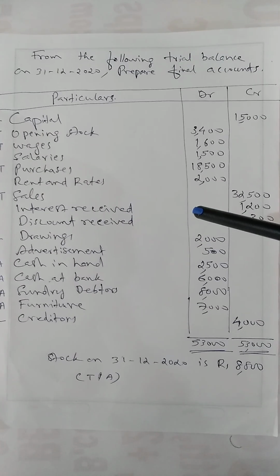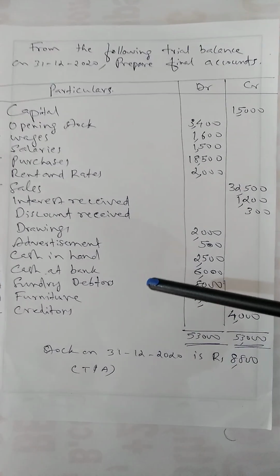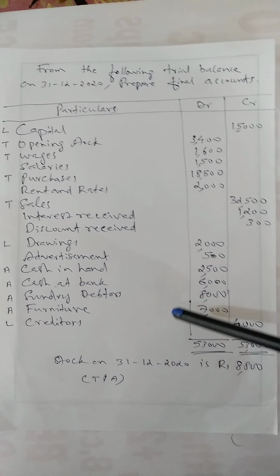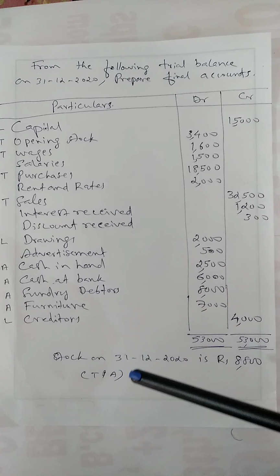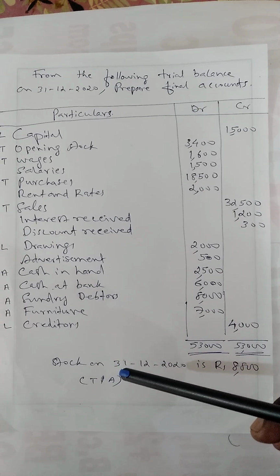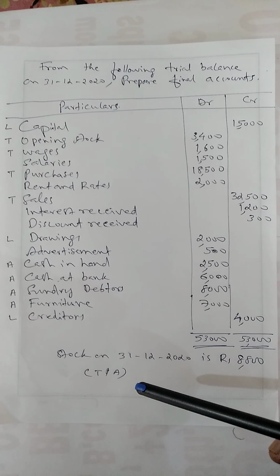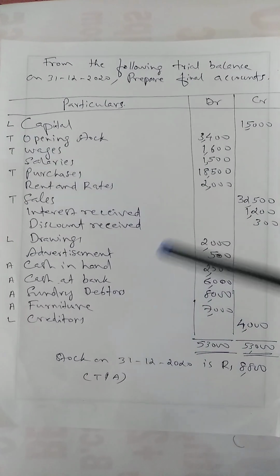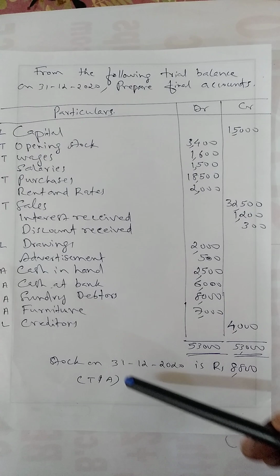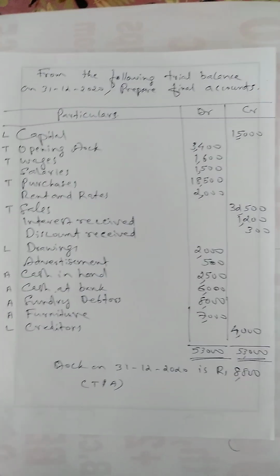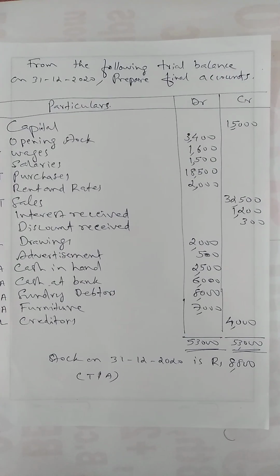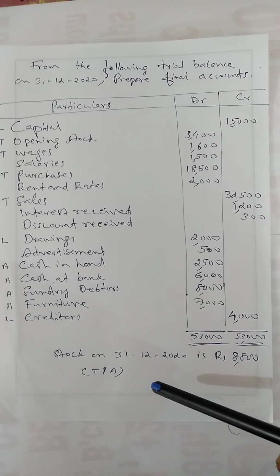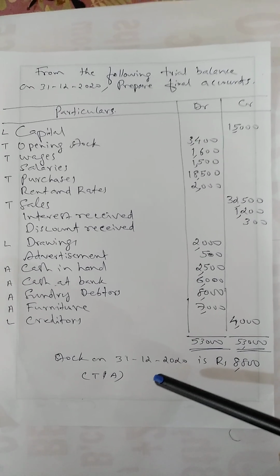So here the question consists of two parts. One, a trial balance, and another one which is given outside the trial balance. Several items may appear outside the trial balance, and these items are called adjustments. This is the trial balance and this is adjustments. We should consider these adjustments also to prepare the final accounts. Actually, there are several adjustments; we have to study several adjustments.